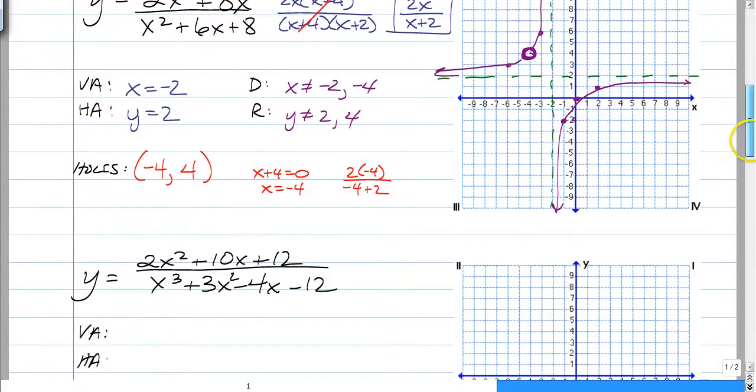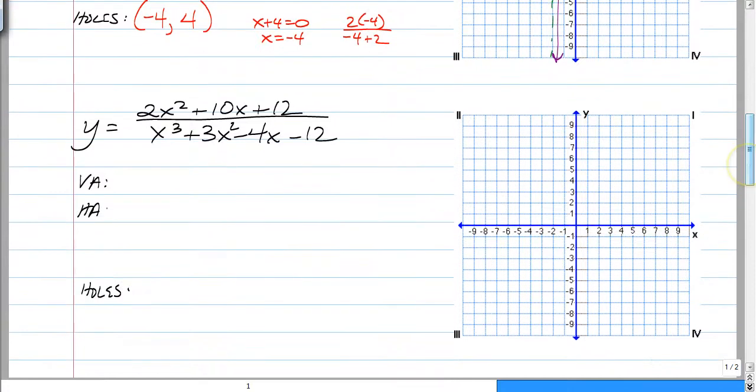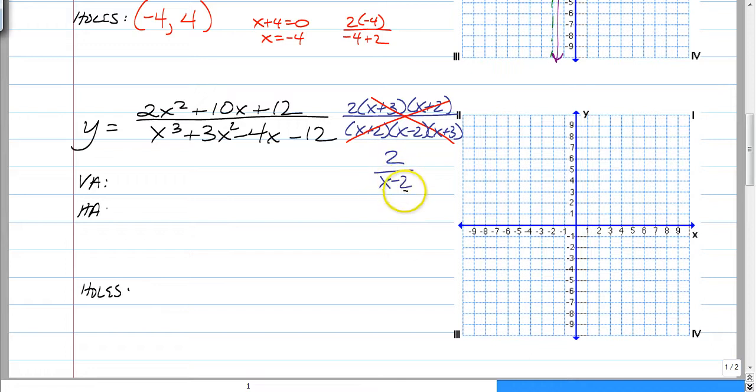So there's one more example, and this is where you might have multiple holes from multiple cancellations. So you factor the top, and you're going to factor out a 2, and then you're going to factor completely, and you'll have an x plus 3 and an x plus 2. The denominator needs to be factored using grouping and difference of two squares, leaving you with an x plus 2, an x minus 2, and an x plus 3. So we're going to have some x plus 3's cancel and some x plus 2's cancel, leaving us with 2 over x minus 2. So this has more in the denominator, so that brings us back to y equals 0.